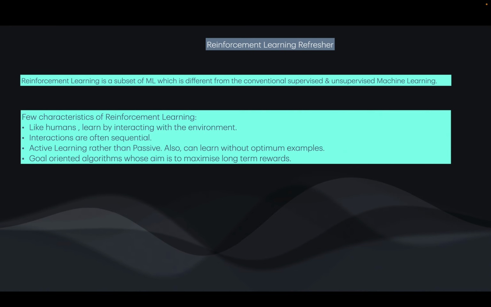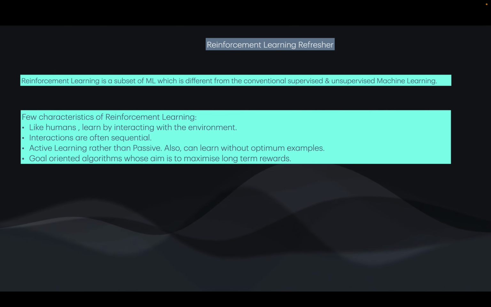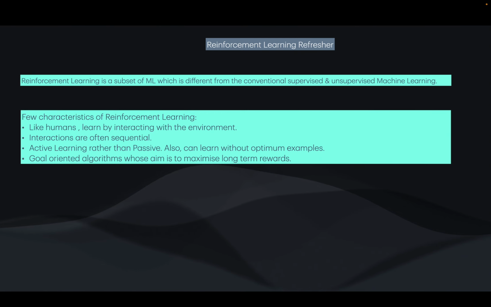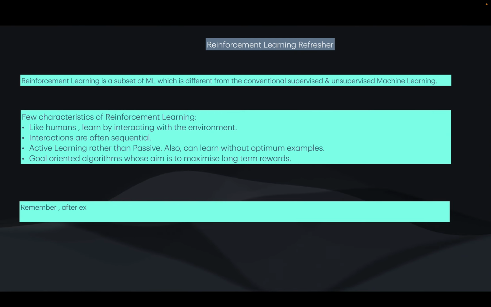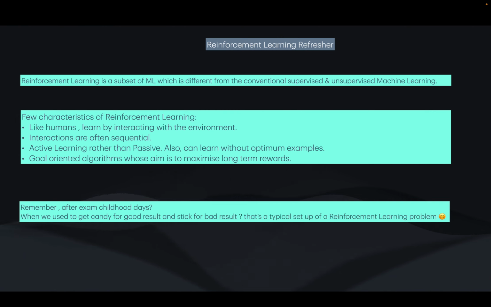The model can also learn without seeing optimal examples. With its own intelligence, even if you don't provide optimal examples, it can still learn. And this is generally a goal-oriented algorithm which aims to maximize long-term rewards, right? So the main aim of this algorithm is to find the long-term rewards. Now a typical reinforcement learning example, right? Think of our childhood days after exams. I hope you remember that.